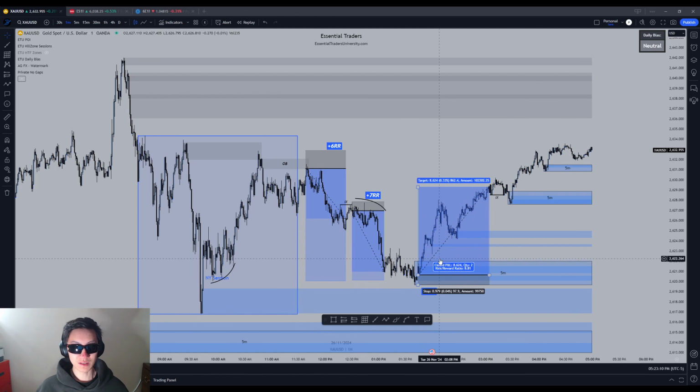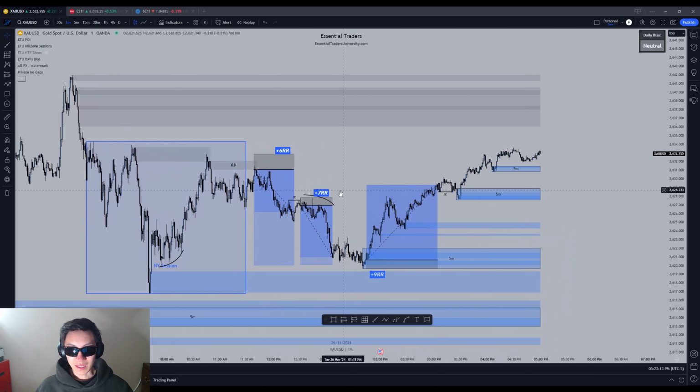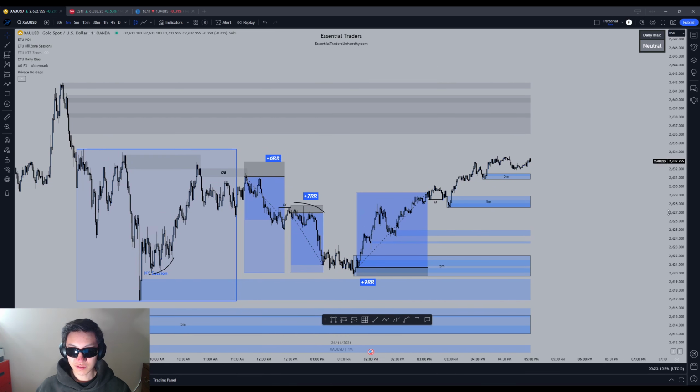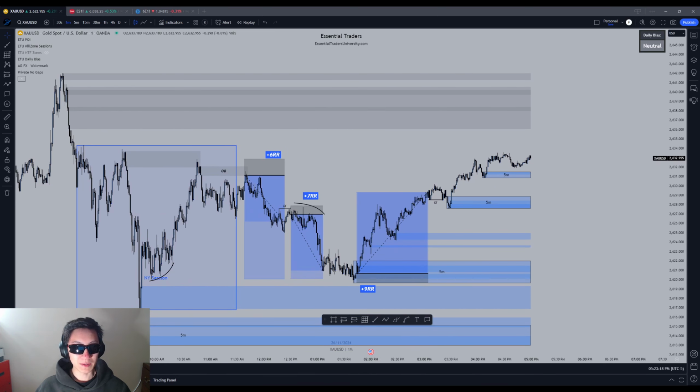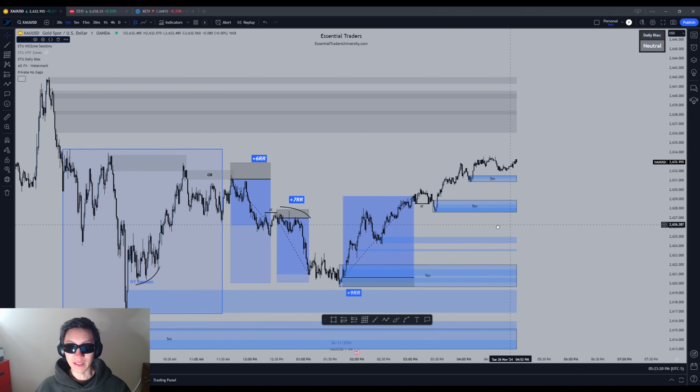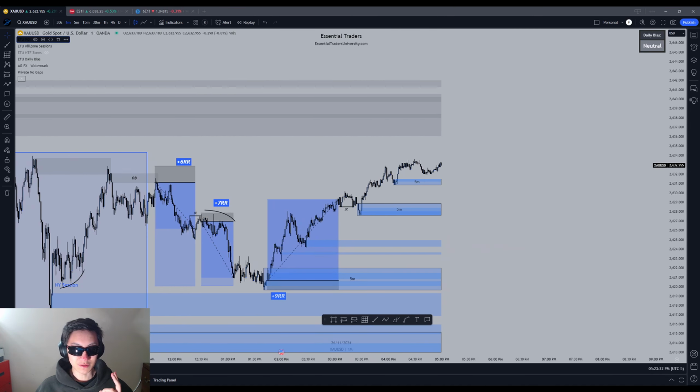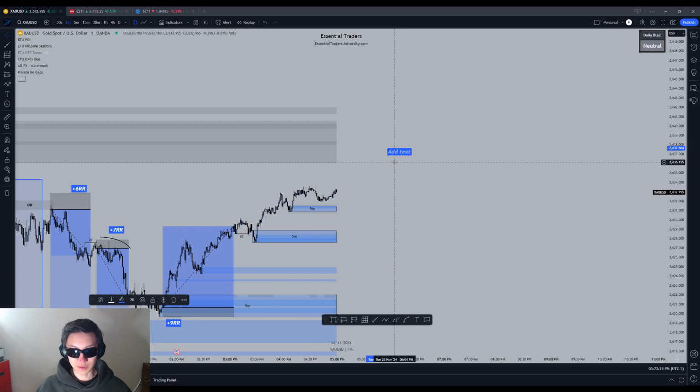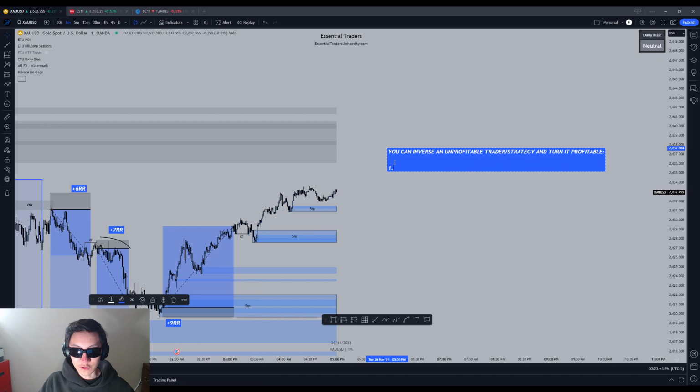And today I'm going to be discussing how you're able to actually inverse an unprofitable strategy and make it profitable just by inversing it. Now, there's two things that we have to remind ourselves before we do this. Number one is it has to follow this criteria. So you can inverse an unprofitable trader or strategy and turn it profitable. However, the unprofitable trader system must follow these rules.